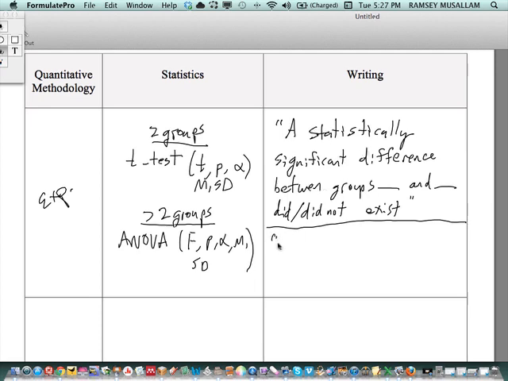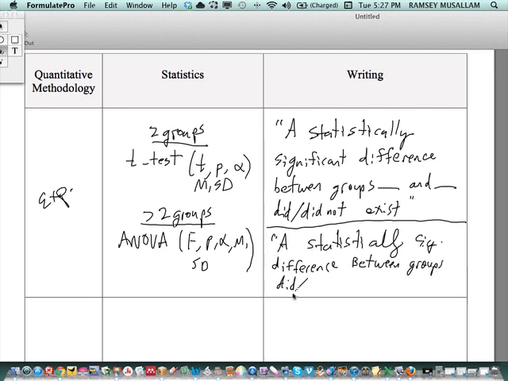this whole thing, I'm just going to rewrite it, why not? A statistically significant difference, and watch kind of how this changes. A statistically significant difference between groups did or did not exist. Okay, what is unclear about that? That's what the results tell me. Which groups and which differences? Which groups and which differences, right?